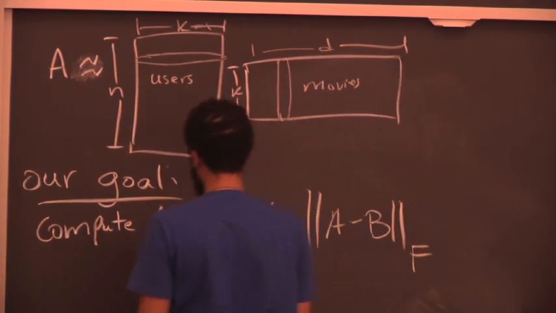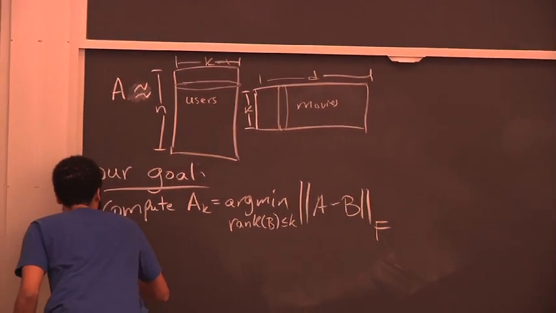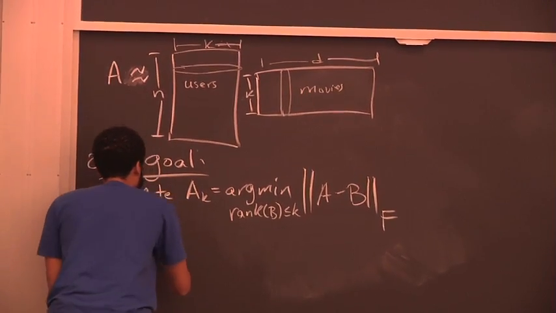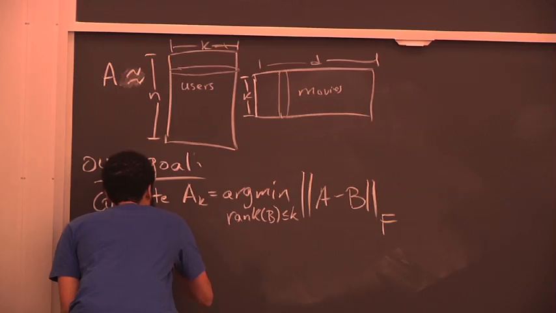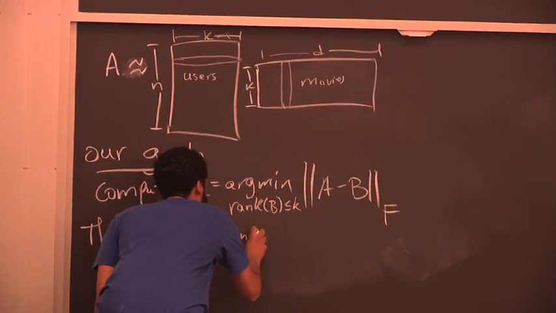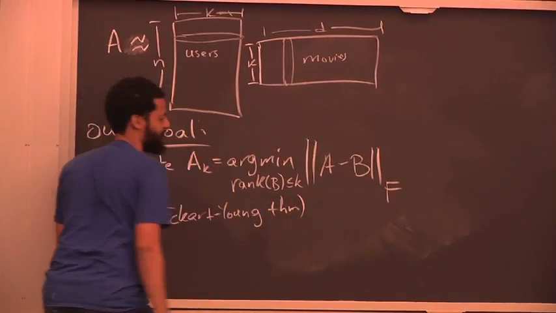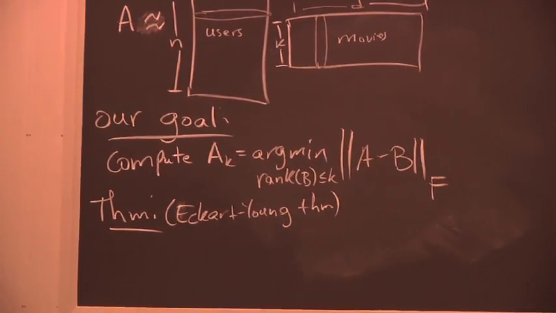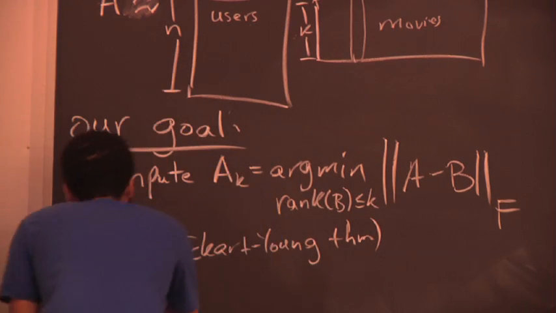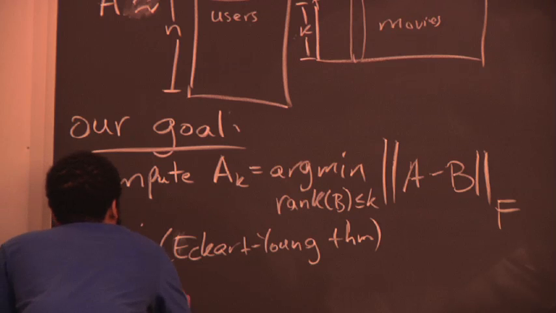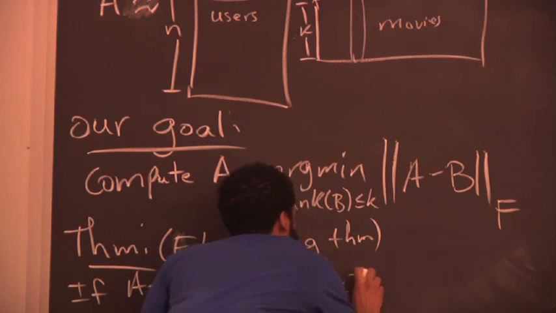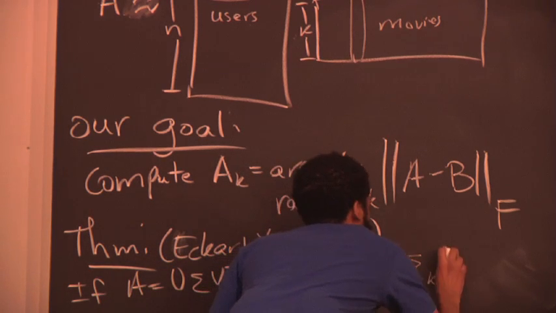And it's a theorem that is usually called the Eckart-Young theorem, even though apparently this is a wrong attribution, because I think Schmidt from Gram-Schmidt actually proved this theorem decades before this. But it says that if A is U sigma V transpose, then A_k is U_k sigma_k V_k transpose.